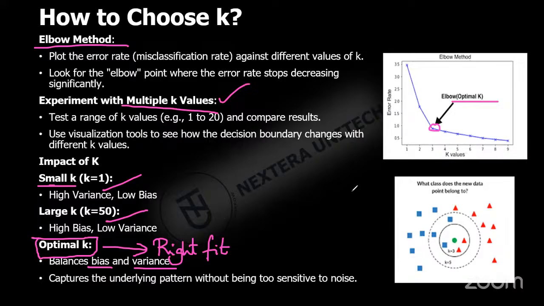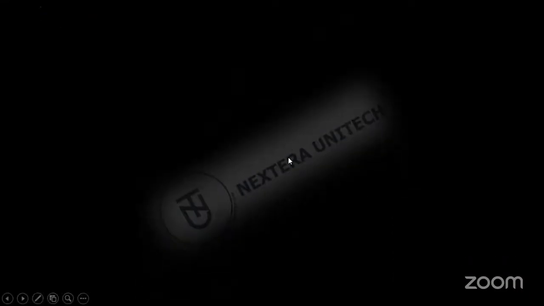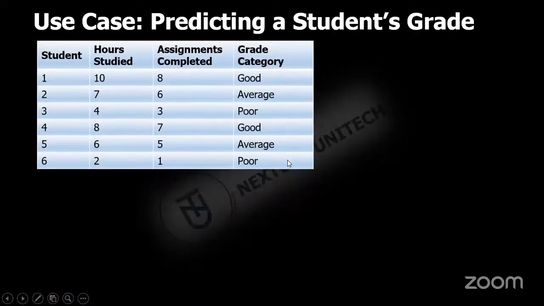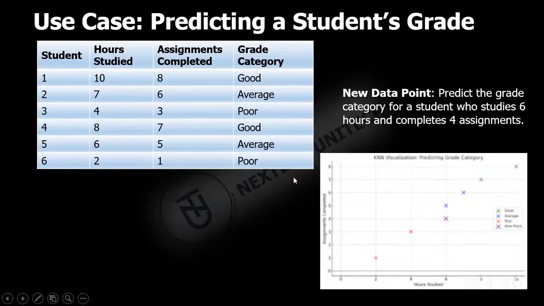I have a small example here. There is a small example and you guys have to answer the questions. So, a small use case. This is not the actual use case, but we are trying to understand KNN with a small dataset of size 6 by 4. First of all, tell me, is it a classification problem or regression problem?